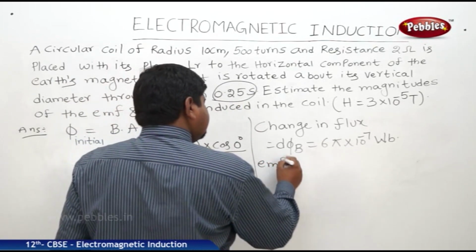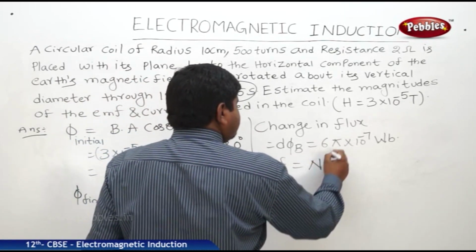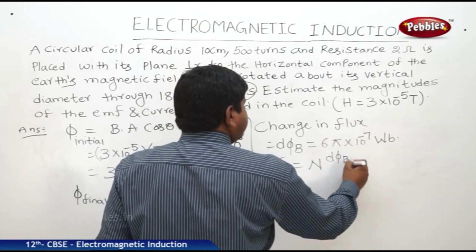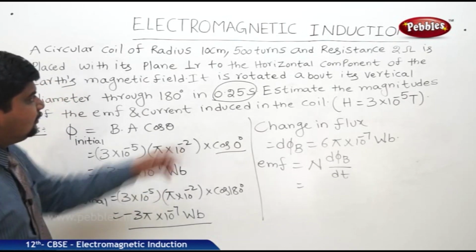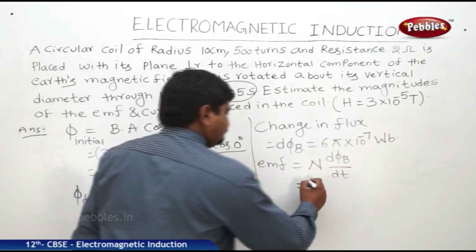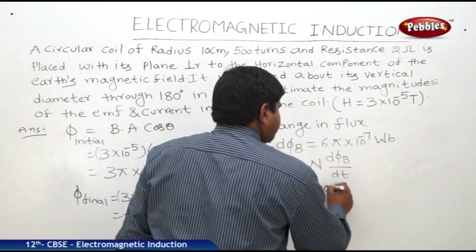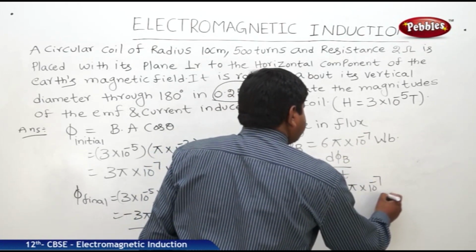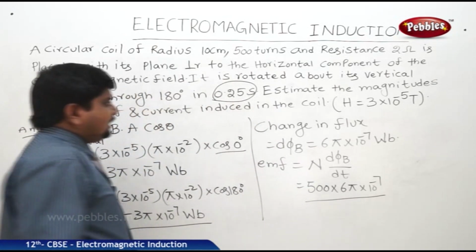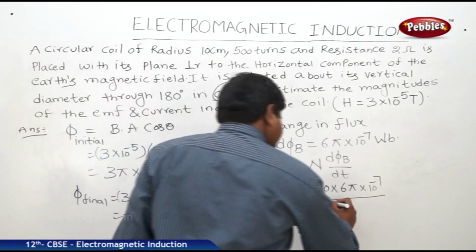EMF is equal to N turns into d phi B by dt. Number of turns, 500. d phi B, 6 pi into 10 to the power of minus 7. dt, the time taken, 0.25 seconds.